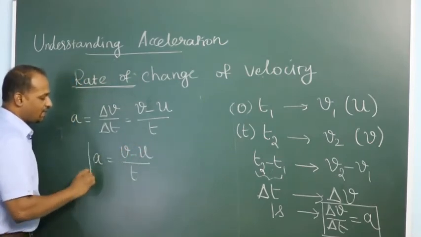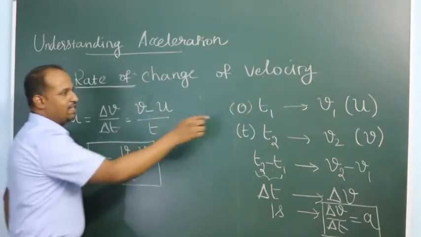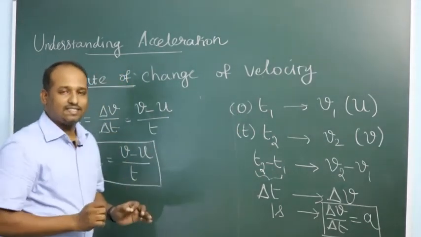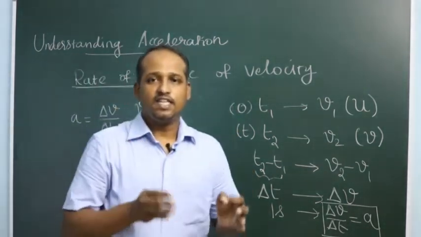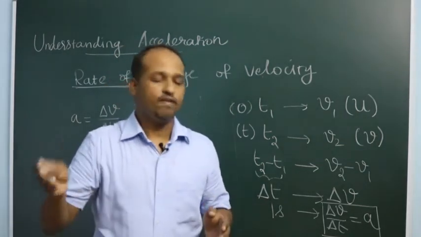Here t is the time taken. There is no difference between t and delta t. The only difference here is t1 becomes 0, hence delta t becomes t. So acceleration is defined as the change in velocity for every 1 second, or the rate of change of velocity.